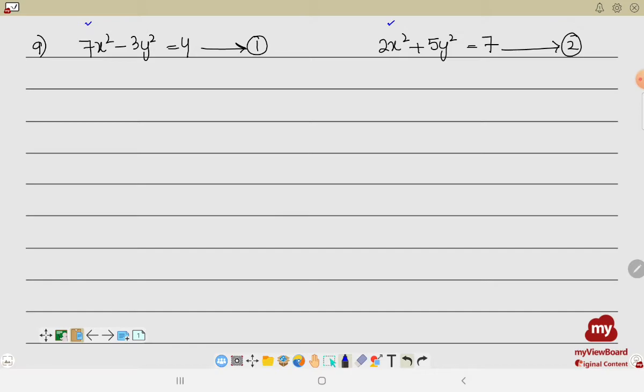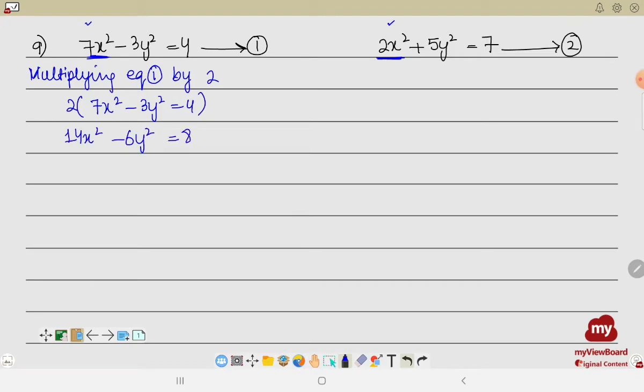So in this case, we are going to multiply both of the equations in order to make one term the same. Let's make x square the same term. We'll multiply the first equation by 2 and the second equation by 7, so that we get 14x square. So, multiplying equation 1 by 2, it will be 2 into this whole equation. We have 2 times 7, 14x square, 6y square and 8. We can call this equation number 3.